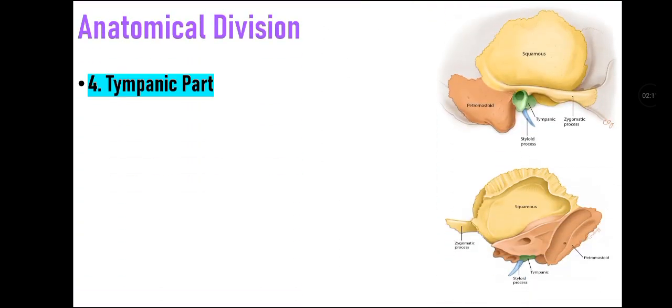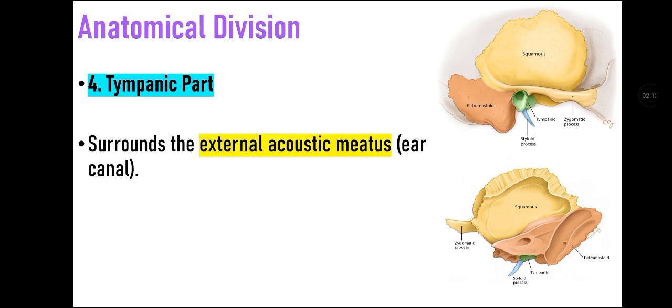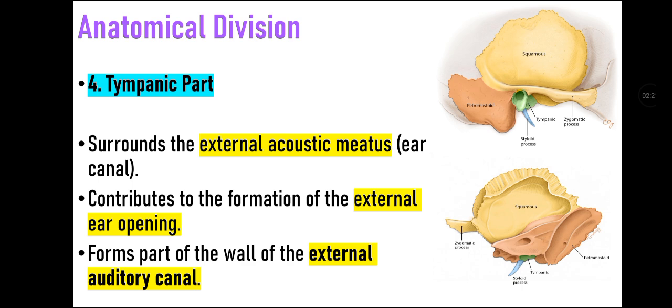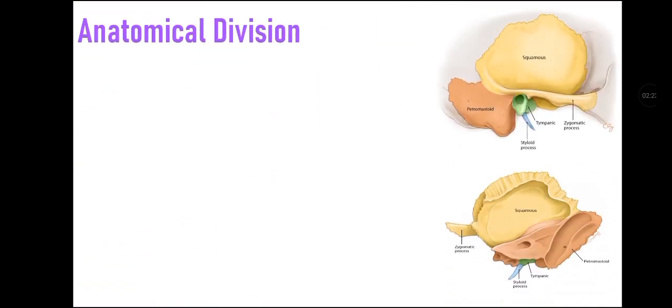Next anatomical division is tympanic part of temporal bone. It surrounds the external acoustic meatus that is also called as ear canal. It contributes to the formation of external ear opening. It forms part of the wall of external auditory canal.